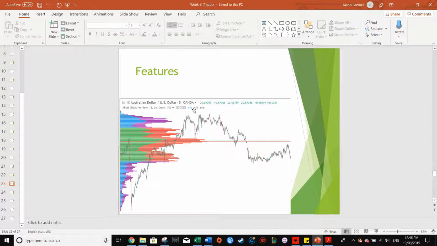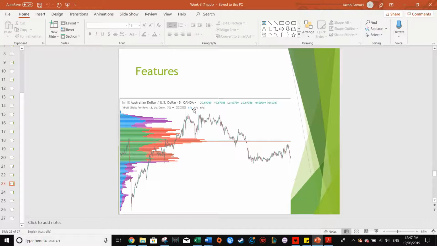This red line is the most important line you will see. It is called the POC, point of control. What that means is that this line is where the most amount of volume has been traded at that price, right here. What does this green line mean?